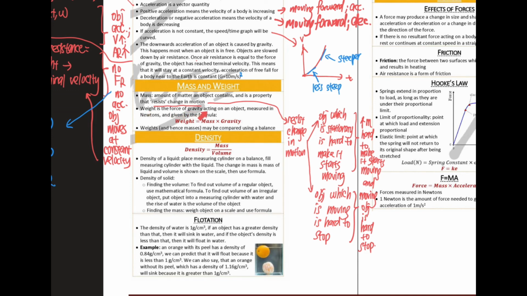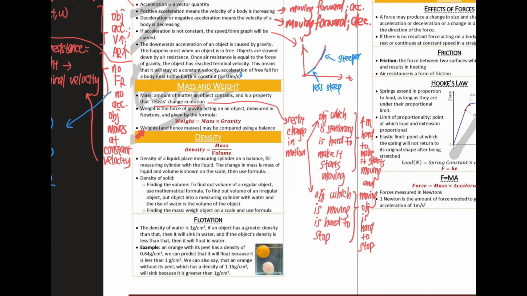Weight is the force of gravity acting on an object. Just now I mentioned gravity causes weight. Because of the presence of gravity, there is weight, and they are related in this way. Weight equals mass times gravity. So weights and hence masses may be compared using a balance. That means you can use a balance to check the weight. What kind of balance? Spring balance.